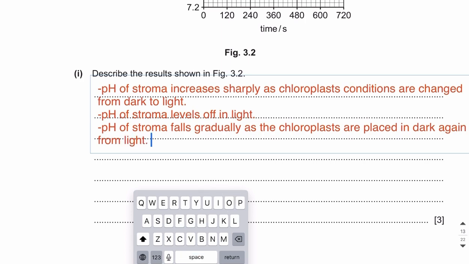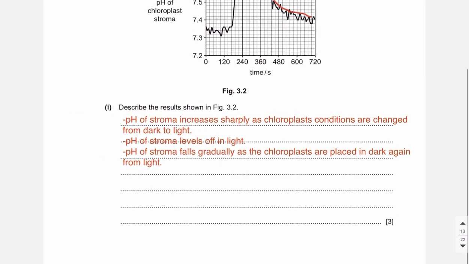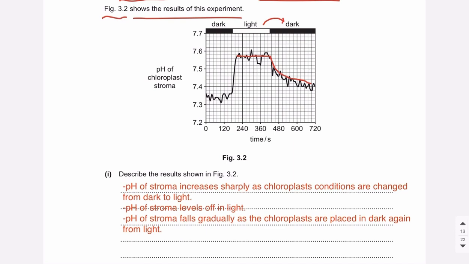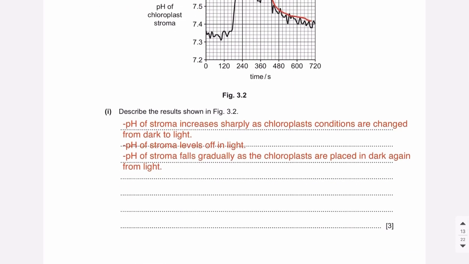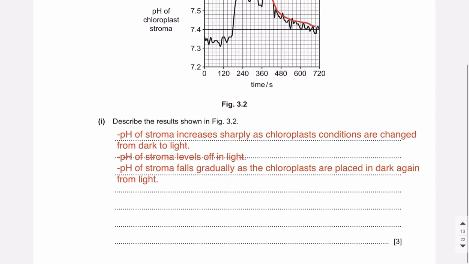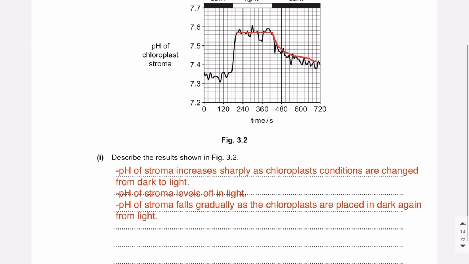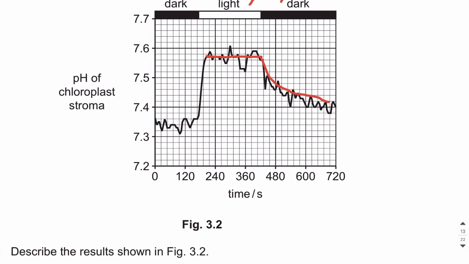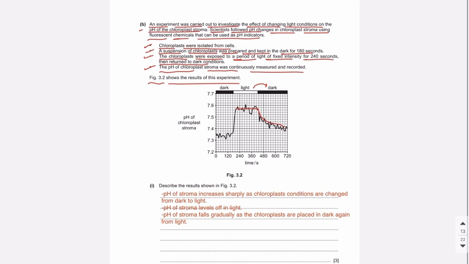So guys, this is the description of the results. We can write more points, we can quote values as well, but this question is of 3 marks, so that's it. We have written 3 points. If you want, you can also write other points or quote values. Let's move on to part 2.